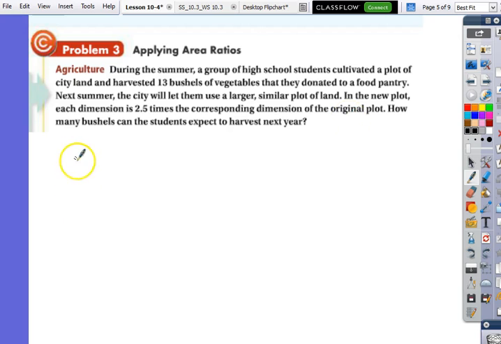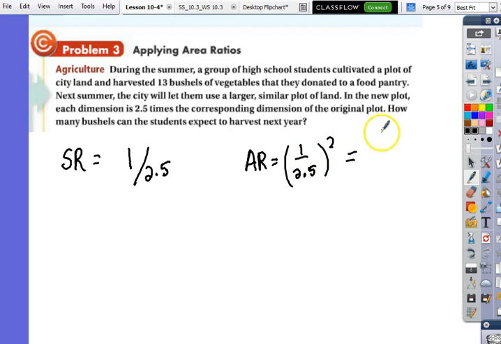So that's kind of a tricky way to say that the sim ratio is equal to 1 to 2.5. Because if I'm going to give you 2.5 times as much, then I just take 1 and multiply it by 2.5, and now that's my new value. So that's the sim ratio. How do you turn that into an area ratio? Square it. So what is 1 over 2.5 squared? You were right. 1 over 6.25. So that's the first number in my proportion.